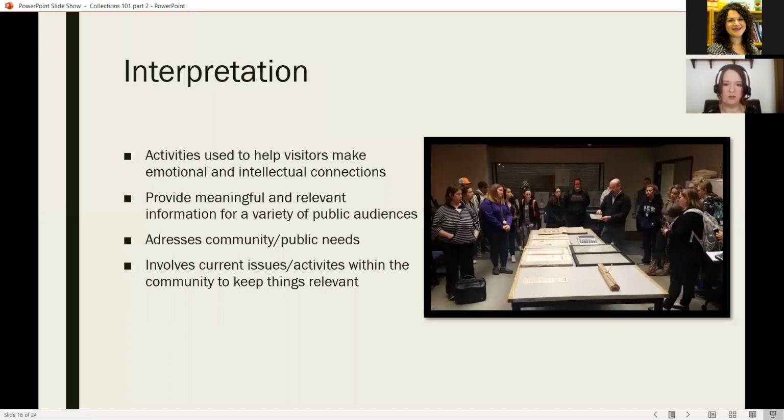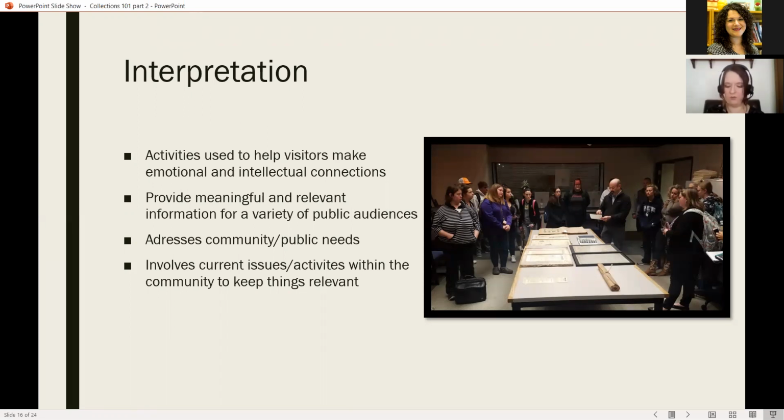You can even use collections to address community and public needs, whatever's happening in the world at that time, or even at a local level. You can relate to people by saying, look, we've seen this before, or here's another period in time where people were dealing with this exact same thing. It sort of brings a human connection to these otherwise inanimate objects.